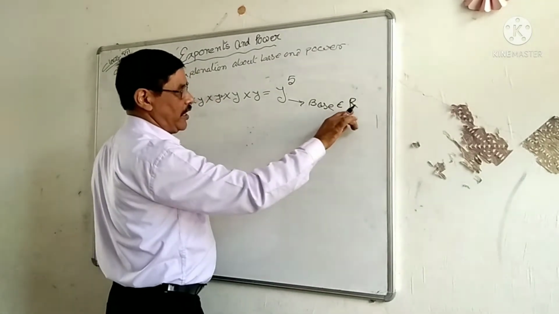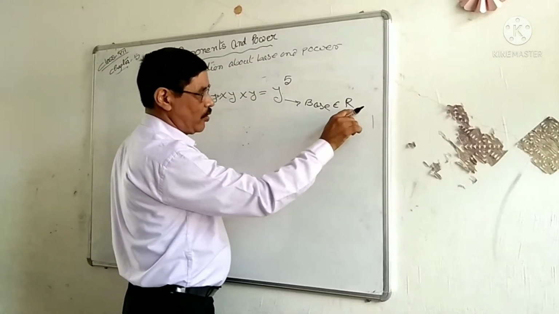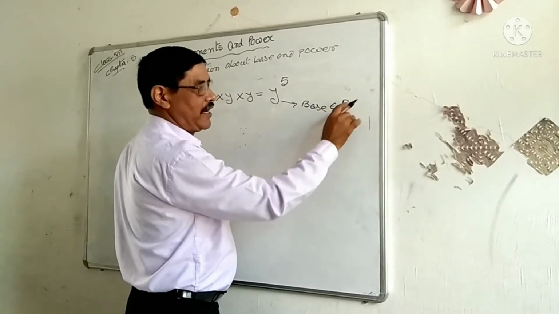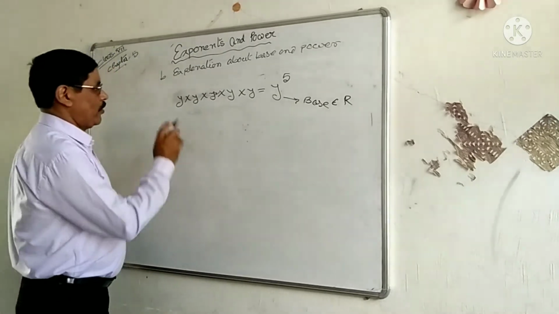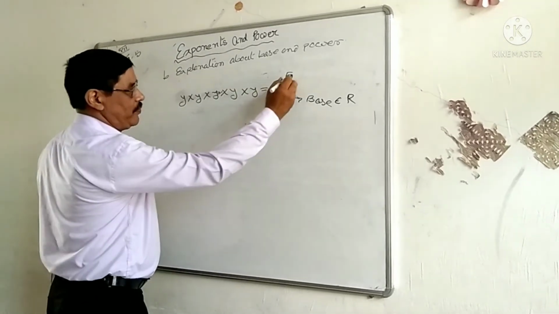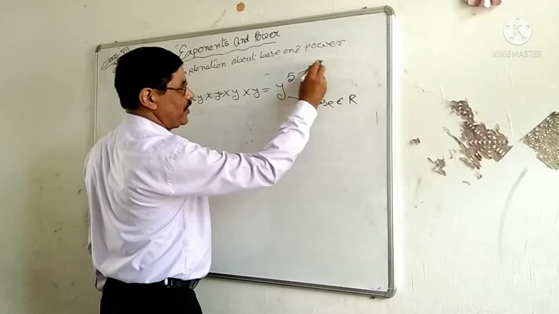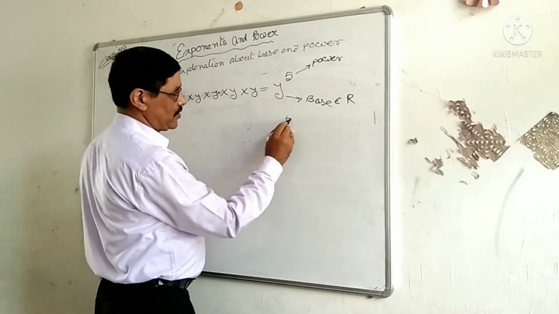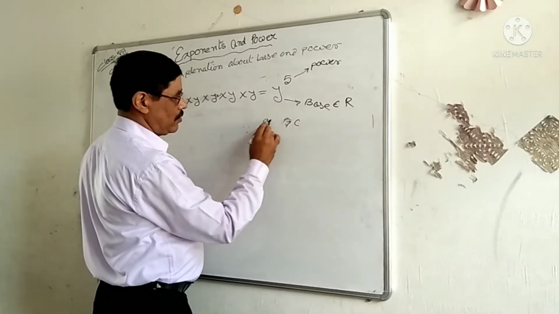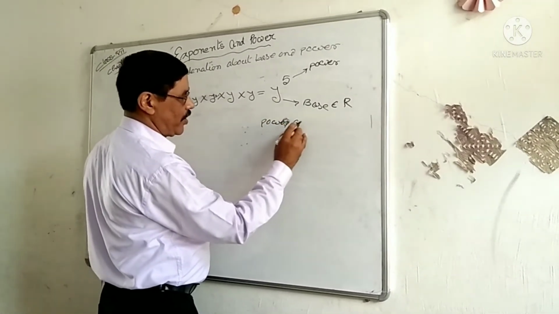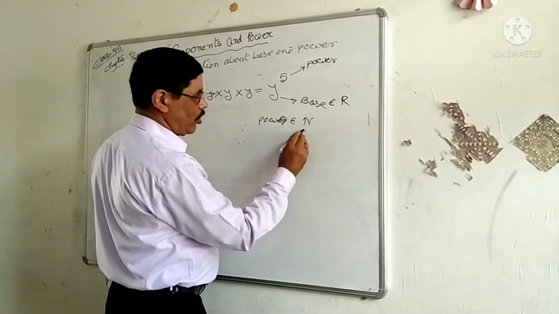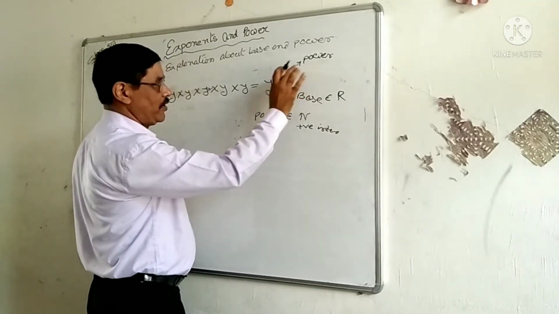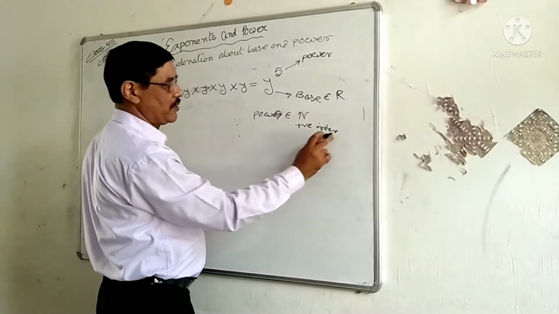It may be a rational number, irrational number, whole number, or integer. So the base may be any real number. Remember that. Now in this expression, 5 is known as the power. 5 is known as the power of the expression. The power must be a natural number or positive integer. Power cannot be negative, it must be a natural number or positive integer.